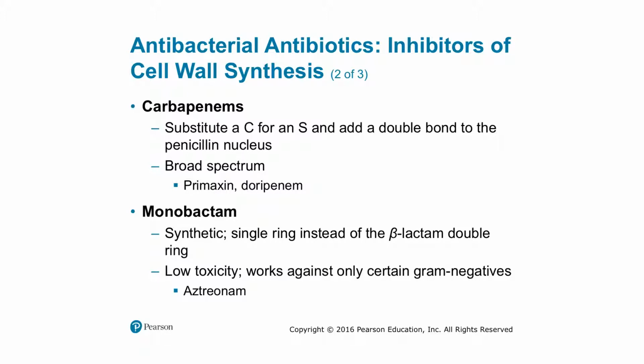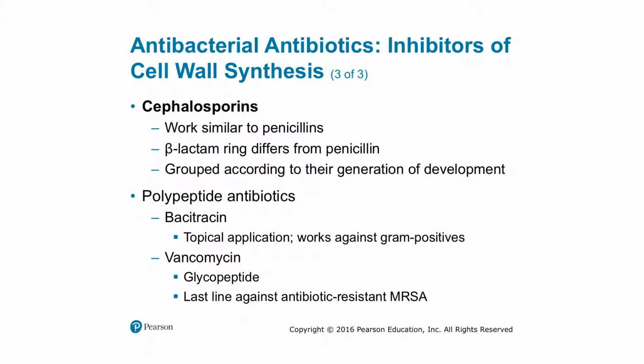Carbapenems, these substitute a C for an S and add a double bond to the penicillin nucleus. These are very broad spectrum. Monobactams are going to be synthetic single ring instead of the beta-lactam double ring. They have a very low toxicity and work against only certain gram-negatives. Cephalosporins, these work very similar to penicillins. The beta-lactam ring differs from penicillin. It's grouped according to their generation of development.